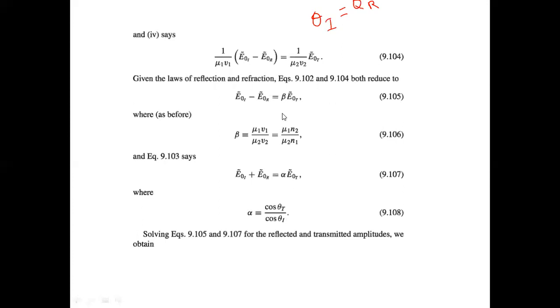For beta, you have to know the refractive index of the two media, and for alpha you have to know the angle of incidence and the angle of transmittance, that is the angle of refraction. So if you know these two angles, you can write out the amplitude of the electric field that is transmitted and reflected from the incident amplitude. Okay, from the incident amplitude. These are known as Fresnel's equations.